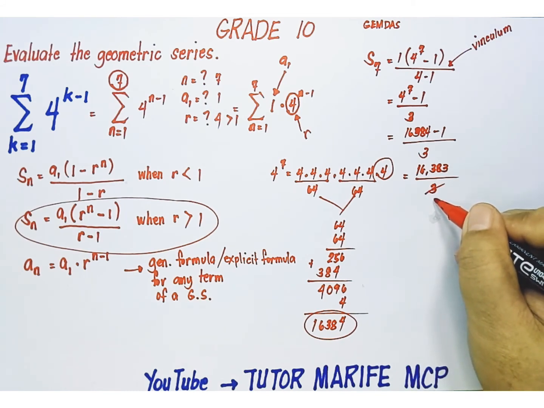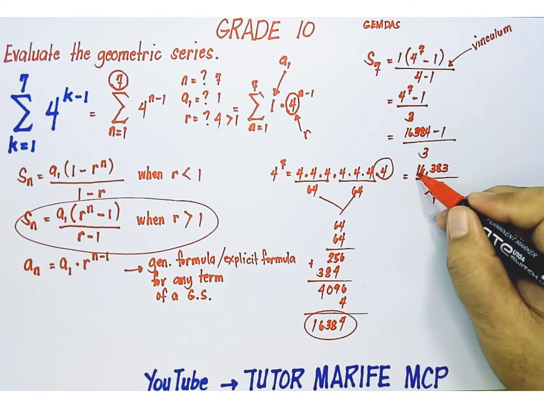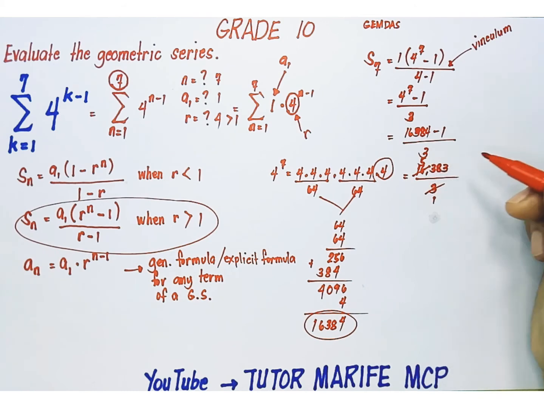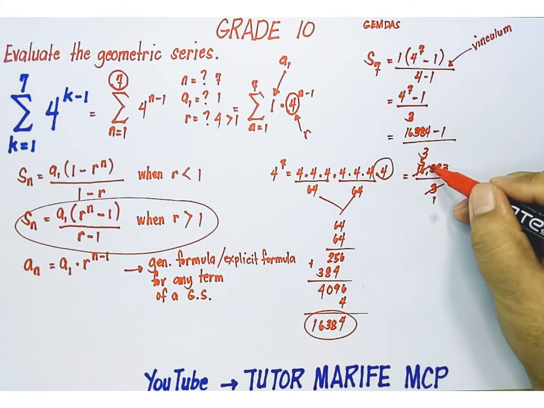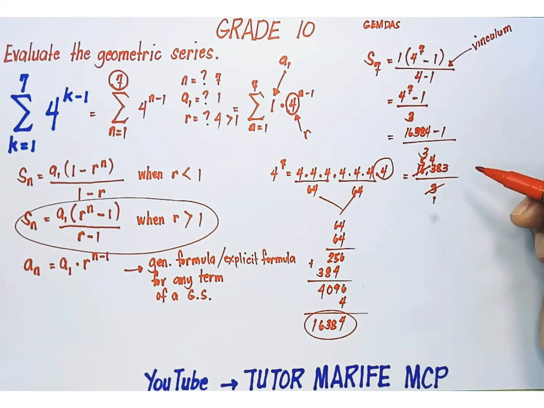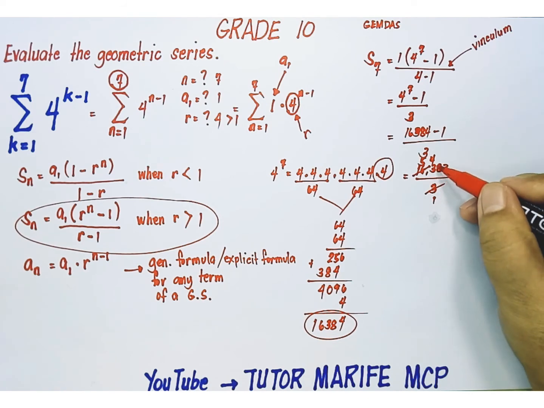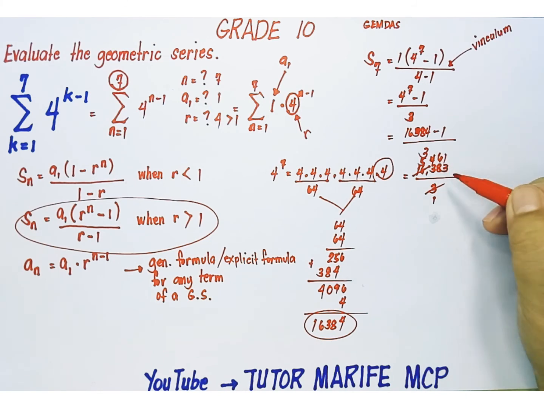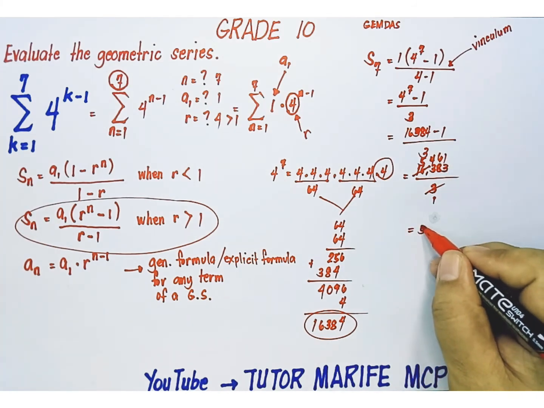i-reduce natin or i-divide na natin by 3. So magiging 1 yan. Ito, 16 divided by 3 is 5. Remainder 1. Yung remainder 1 mo, imaginein mo na nandito sa kaliwa ng next digit, magiging 13 divided by 3, 4. Remainder 1. Yung remainder 1 mo ulit, imagine na nasa kaliwa ng 8. 18 divided by 3, 6. Remainder 0. So 3 divided by 3, it's 1. Ang answer is 5,461.